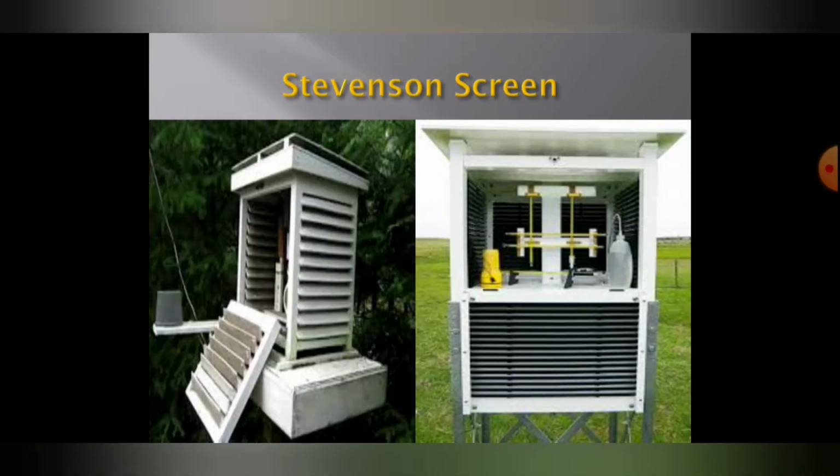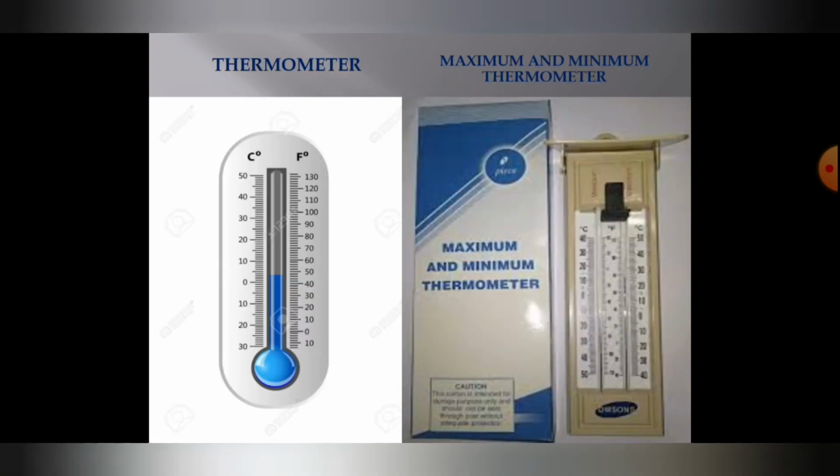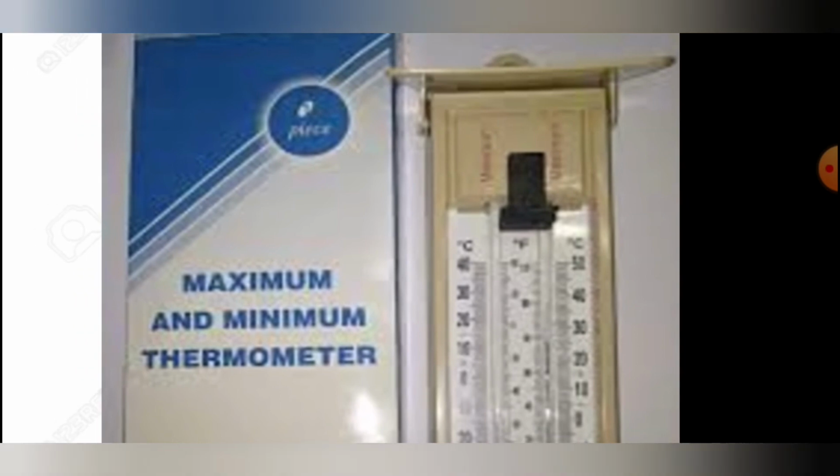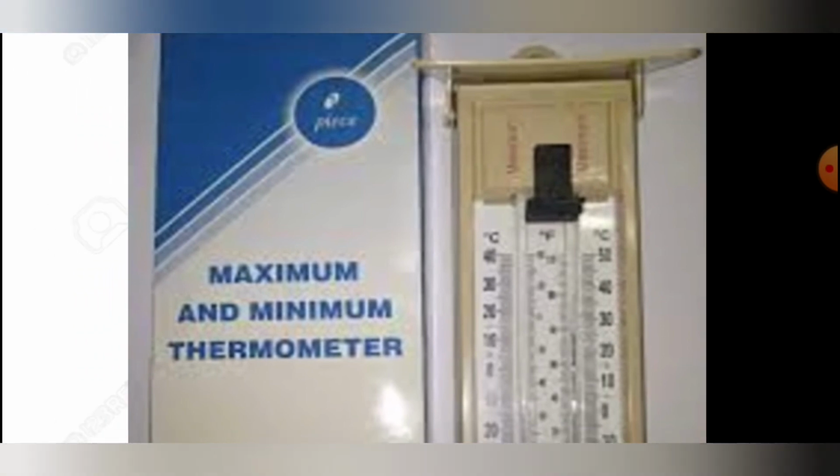So this is another picture of a Stephenson screen. You can see the thermometer kept inside. And this is the picture of a thermometer, a maximum and minimum thermometer. You can see a thermometer on both sides: one side shows the maximum, and the other shows the minimum.